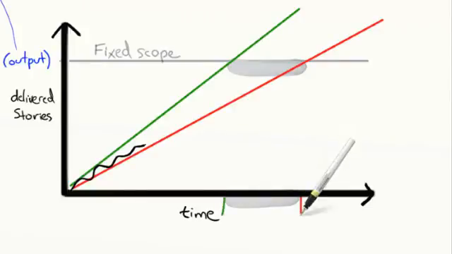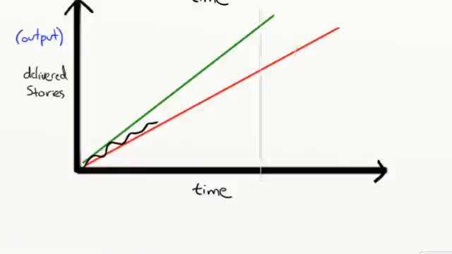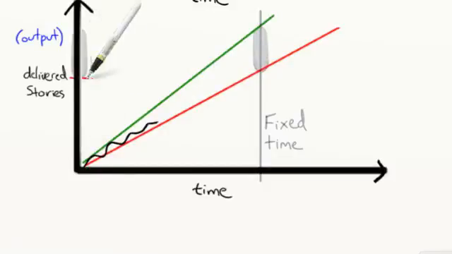Suppose the stakeholders ask Pat, how much will be done by Christmas? That's a fixed time, variable scope question. The trend lines tell us, we'll most likely finish all of these by Christmas, some of those, and none of those.